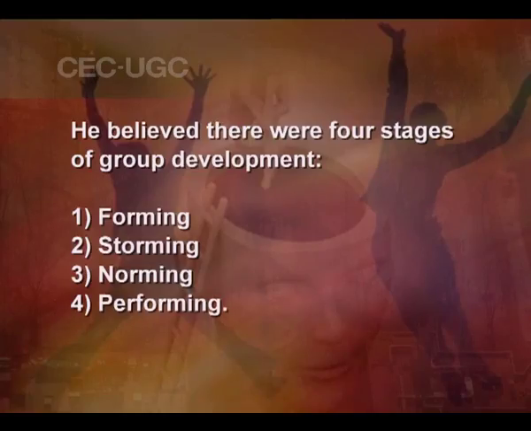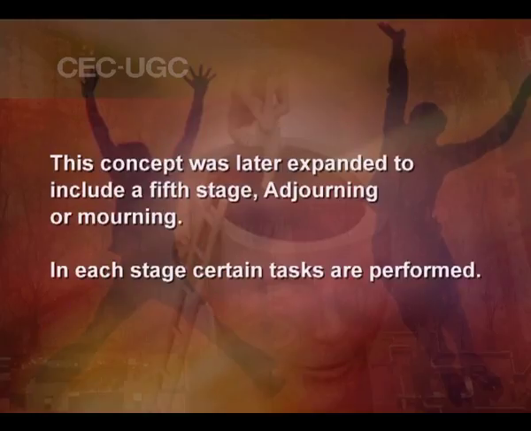Let us now discuss stages in group counseling. Group counseling is often broken into 4 or sometimes 5 stages. Tuckman in 1965 developed a stage model, and this is considered to be the mainstream. He believed that there were 4 stages of group development: forming, storming, norming, and performing. This concept was later expanded to include a 5th stage, the adjourning stage or mourning stage. In each stage, certain tasks are performed.